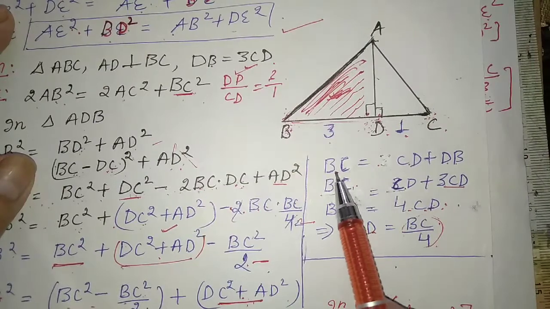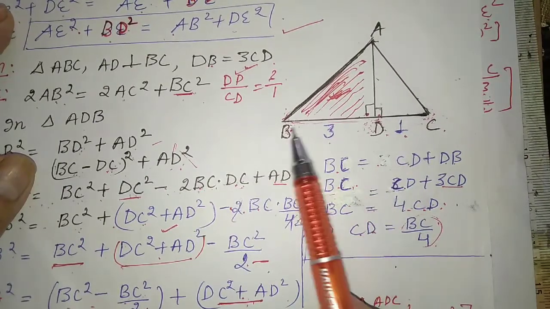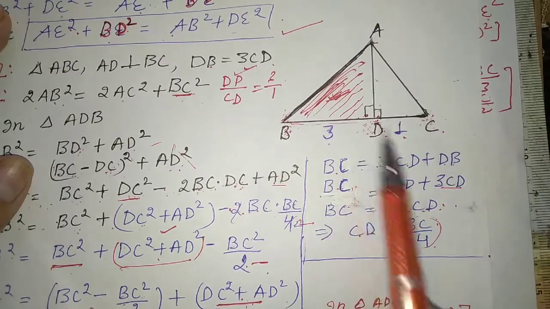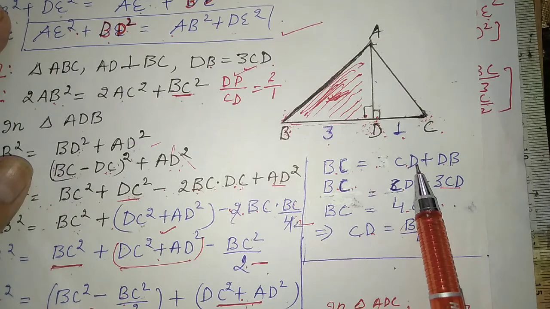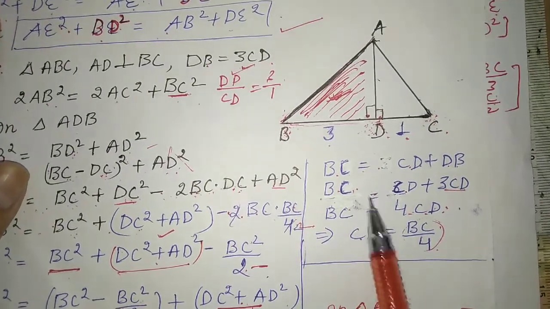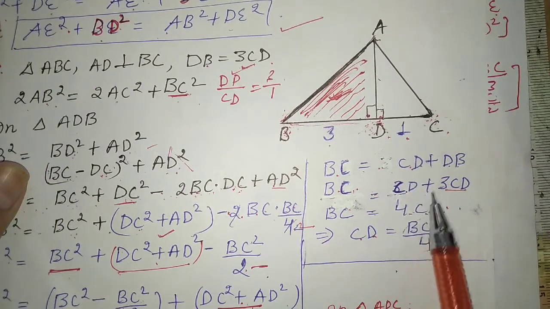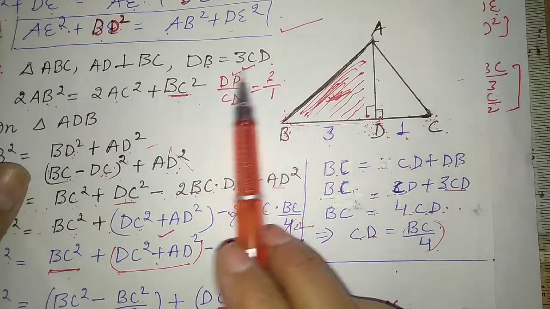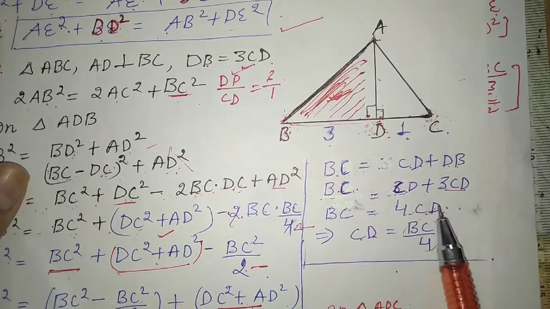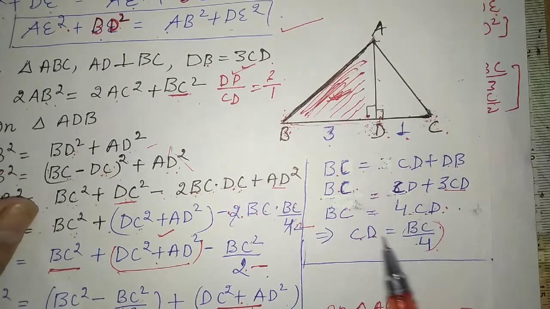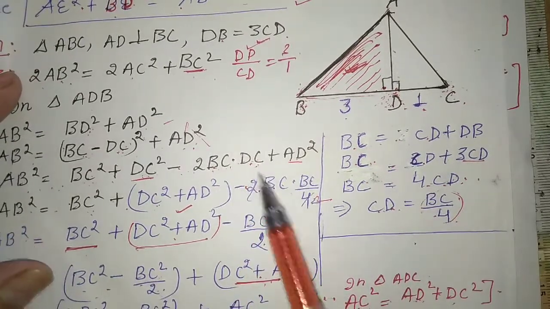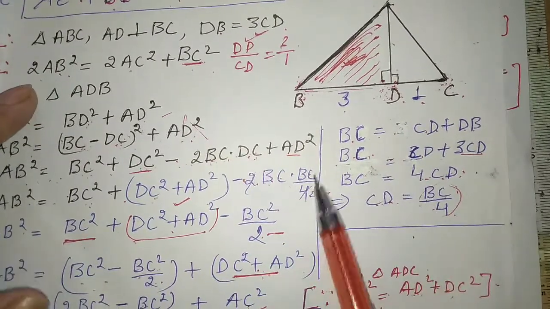Now let's see here. We can write BC is equals to CD plus BD. BD is given as thrice of CD, so BC is equals to CD plus 3CD, so BC is equals to 4CD, or CD is equals to BC by 4. So this CD side we have got in terms of BC.